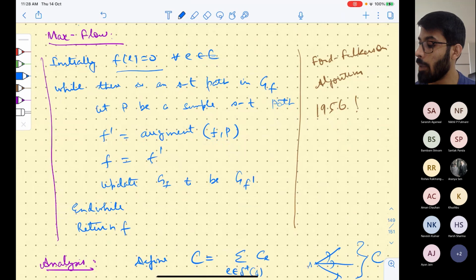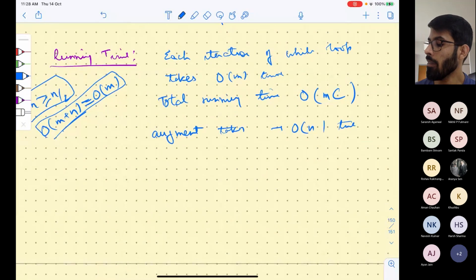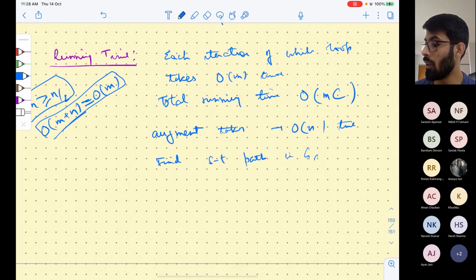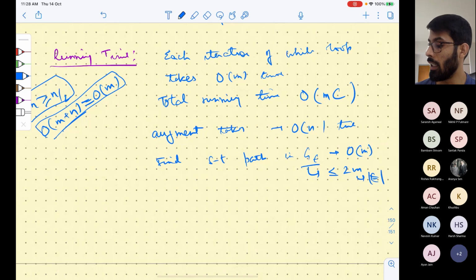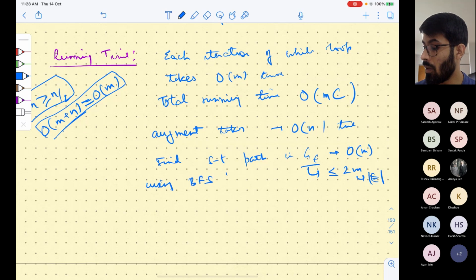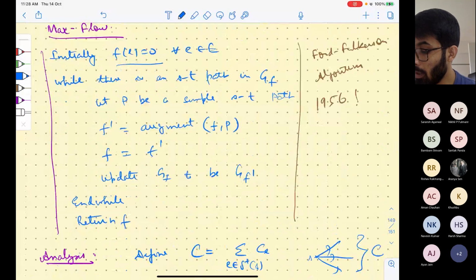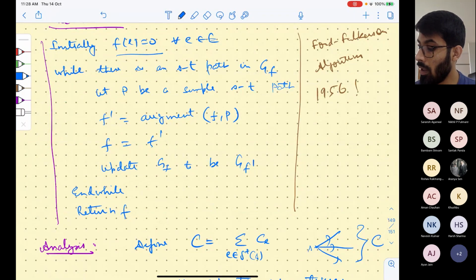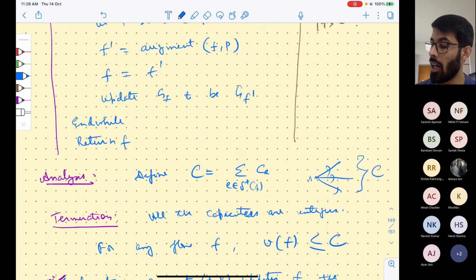Now, while there is an ST path, first we need to find an ST path in GF. This is order m plus n, order m time, right? Because GF has at most 2m edges, if m is the number of edges in G. So this is order m time using BFS or DFS. So you can find the ST path in order m time. Then you do the augment that we have already argued.